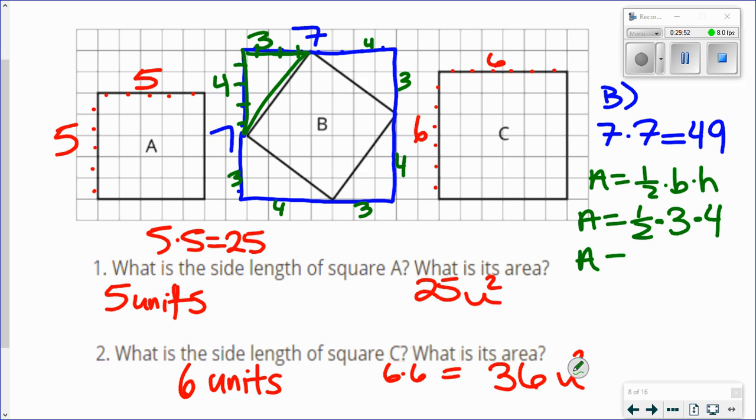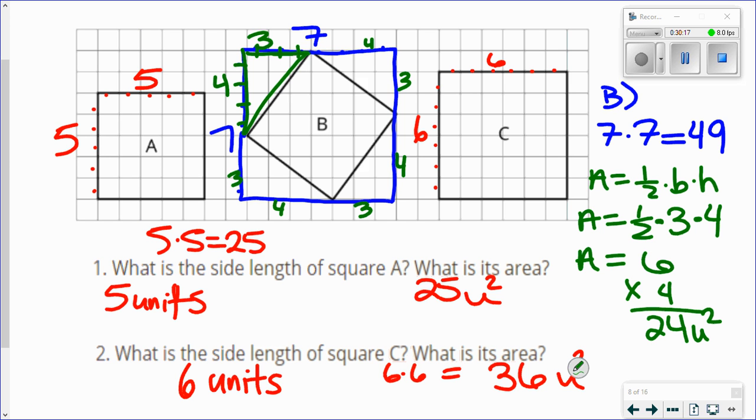I can do 3 times 4 first if I want. I know that's 12, and half of 12 is 6. So one of the triangles is 6 square units. And again, there are 4 of them. So I need to multiply this by 4, right? So we get 6 times 4, which is 24 square units for all of the white triangles.